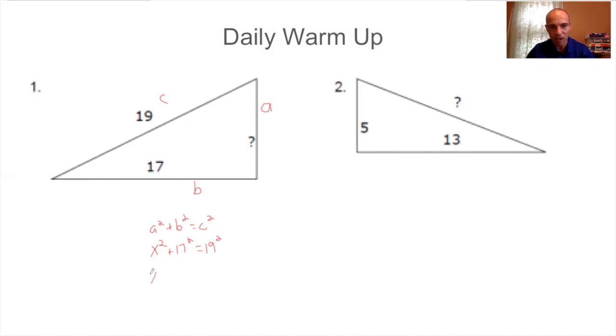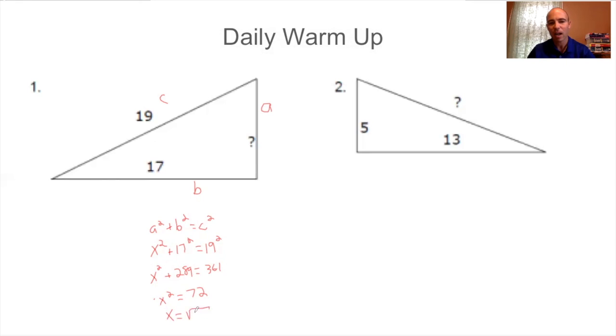So X squared plus 17 squared, which is 289. Big numbers, but I'm not scared because I got a calculator. 19 times 19 is 361. All right, subtract 289 from both sides. 72. Okay, so x squared is 72. So what is x? It will be the square root of 72.